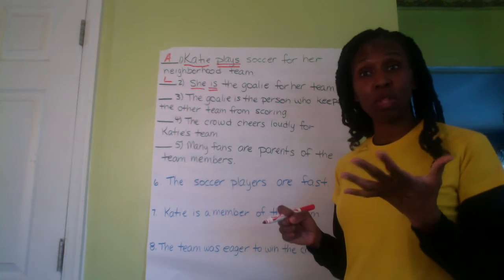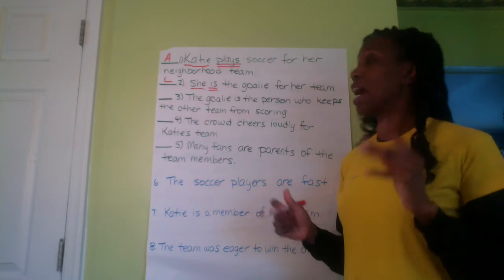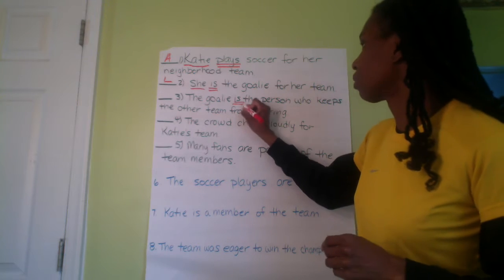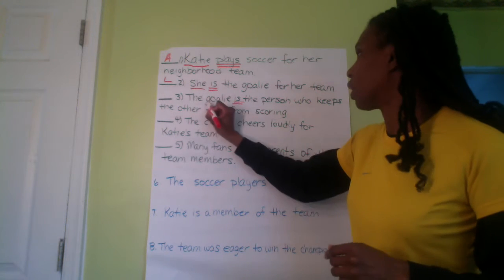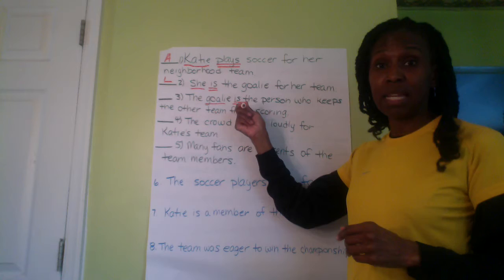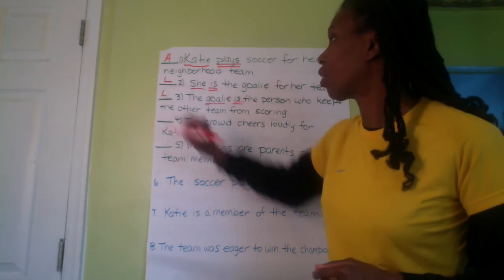No, but I do see one of the words: am, is, are, was, were. I see is. Who or what is? The goalie. All right, so is our linking verb. L goes in the blank.